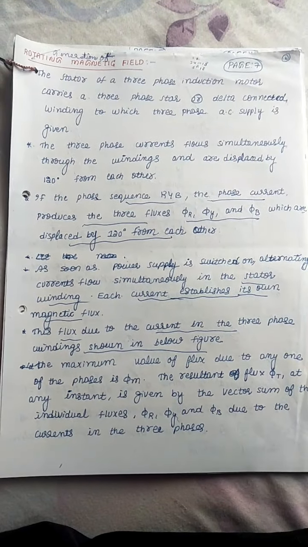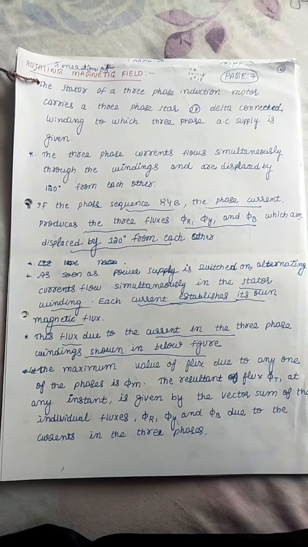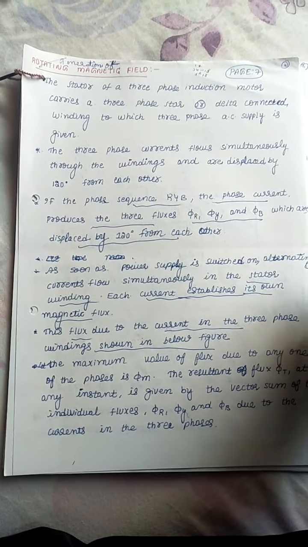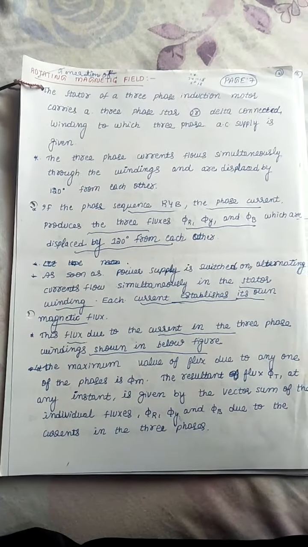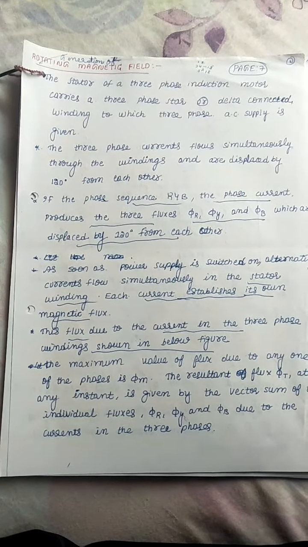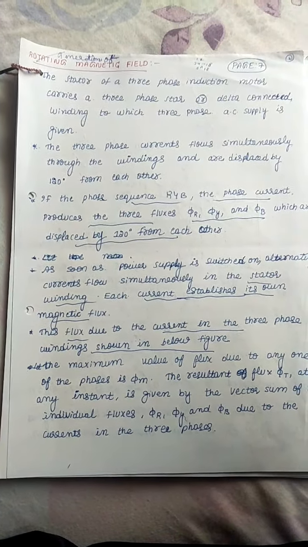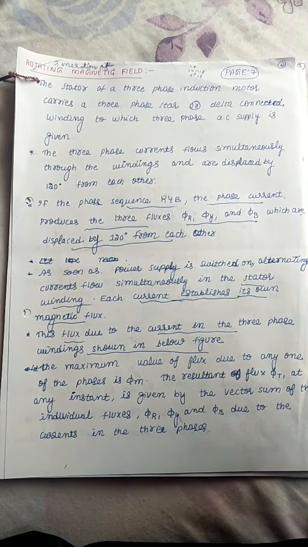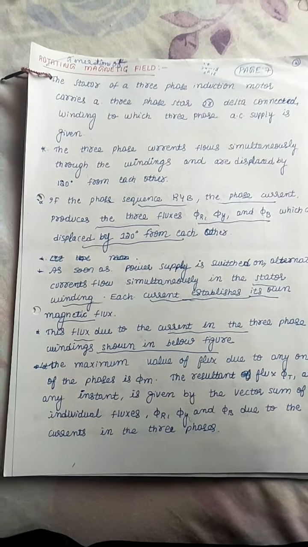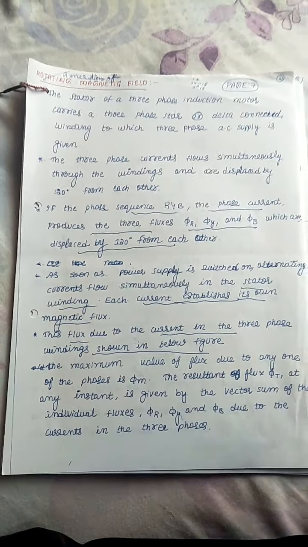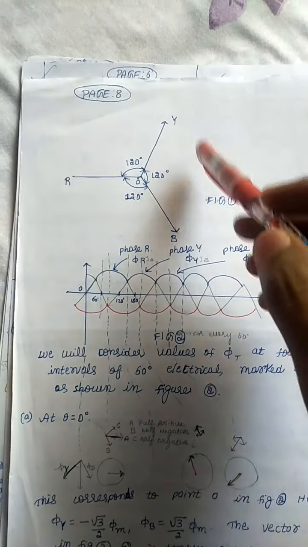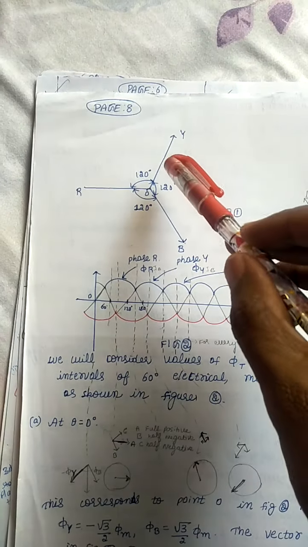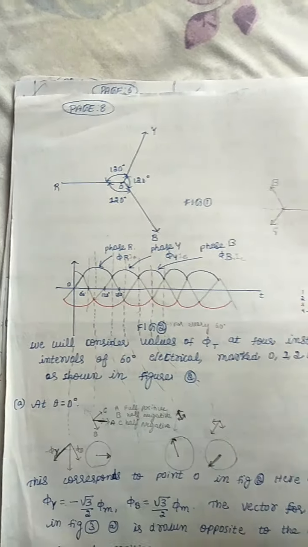Three-phase currents will flow simultaneously through the windings, and each winding is displaced by an angle of 120 degrees from each other. The sequence that will be generated, I call RYB. The fluxes produced, which are displaced 120 degrees apart, are called phi R, phi Y and phi B. You may observe here in the diagram, RYB is in sequence, all three are 120 degrees apart.